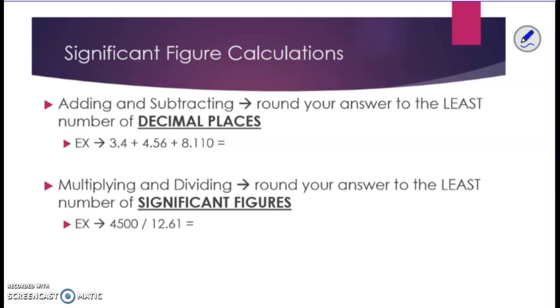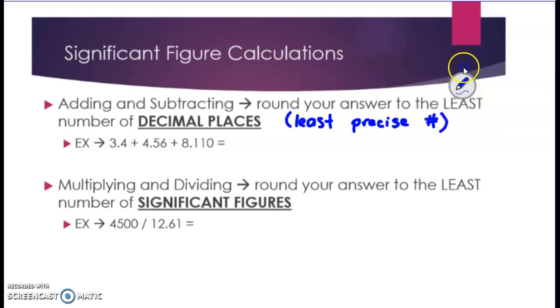Let's continue our study on significant figures. There are different rules for adding and subtracting versus multiplying and dividing. For adding and subtracting, you have to round your answer to the least number of decimal places, which really is the least precise number. We'll talk about what that means in just a second.